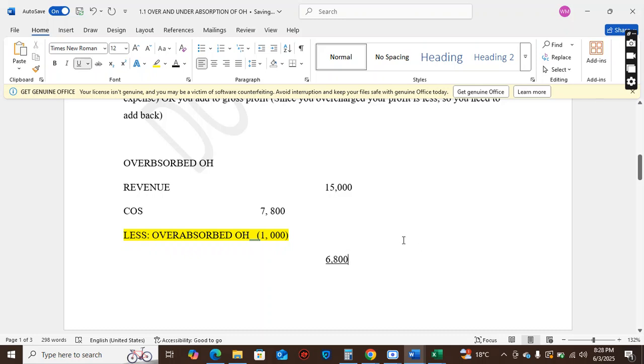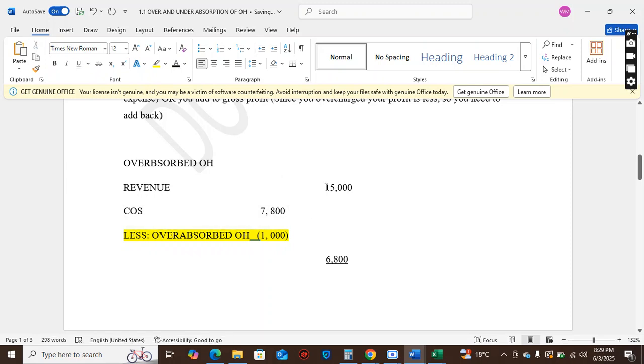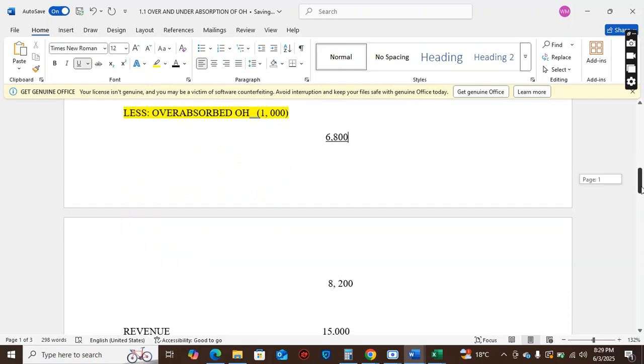Okay, then the profit that you're going to get is going to be lowered because you have used an inflated cost of sales. So when you just subtract 15,000 minus 7,800, what do we get? 15,000 minus 7,800. What are we getting?